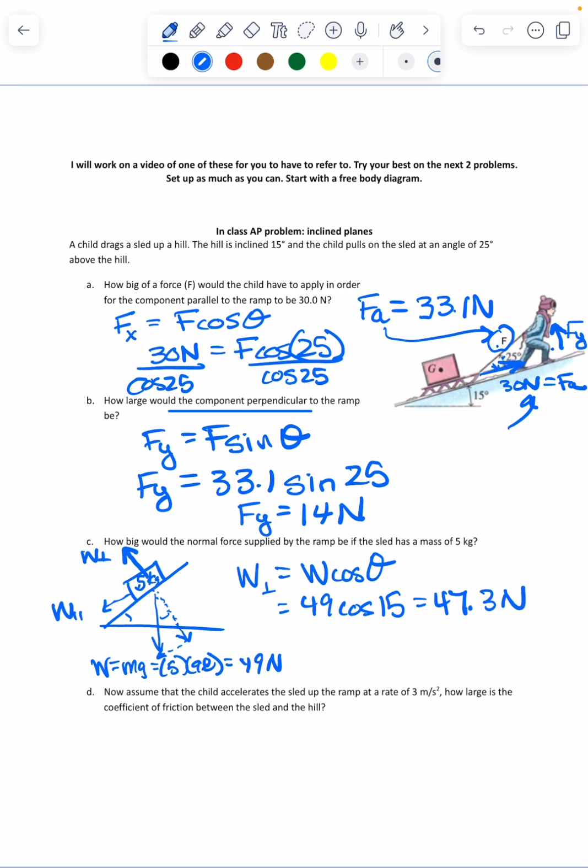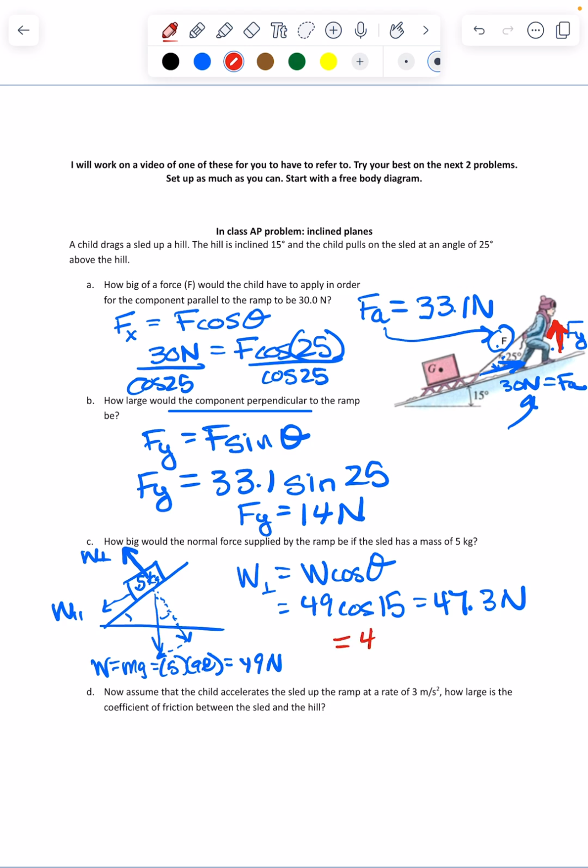Now, that would be the perpendicular if that were just sitting there, or if he were pulling on it horizontally, but he's not. He's pulling here up at an angle, which, remember, means he's going to be pulling up off the ramp a little bit. So the normal force is actually going to be a little less, right?